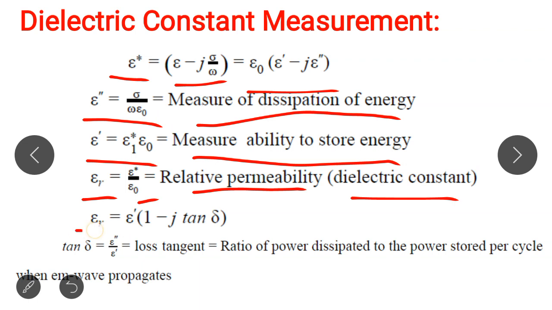Now epsilon r becomes equal to epsilon dash in bracket 1 minus j tan delta. Where tan delta equals epsilon double dash upon epsilon dash, that is the loss tangent. This equals the ratio of power dissipated to the power stored per cycle when an EM wave propagates.